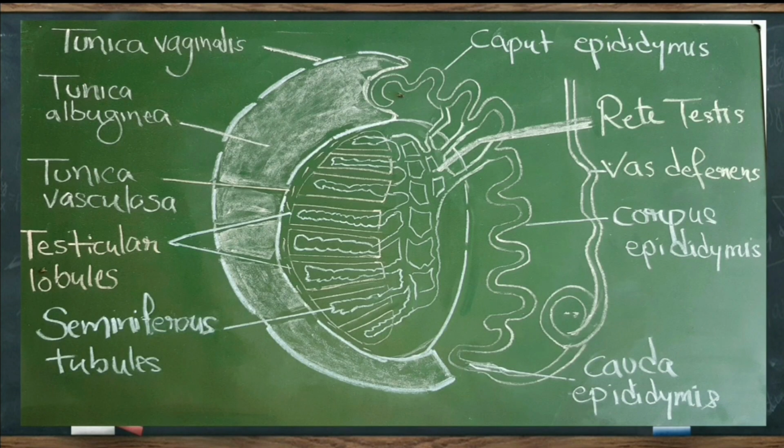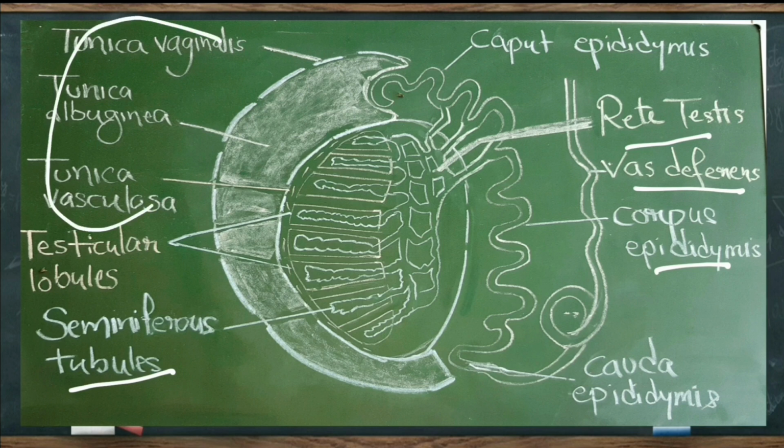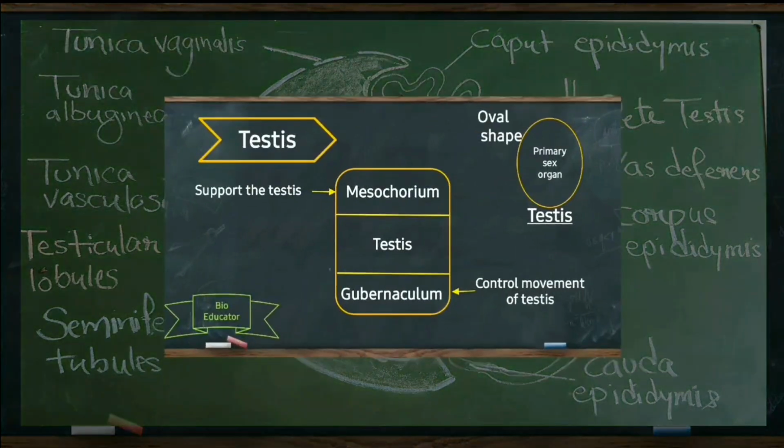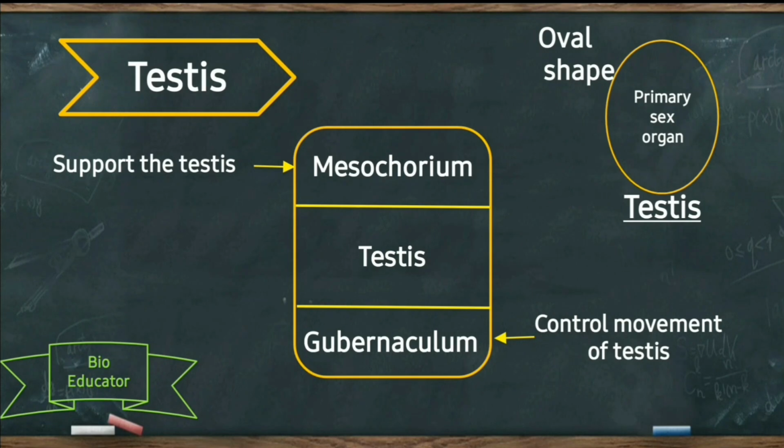This is the detailed diagram of the testis, showing seminiferous tubules, rete testis, epididymis, vasa deferentia, and its 3 layers. Now we will discuss the testis and all these things. Testis is oval in shape and is the primary sex organ because it produces male gametes, which are sperms. So it is known as the primary sex organ.